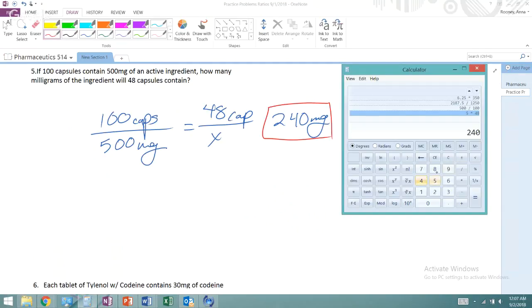Or you can do the ratio proportional one, which is you do 500 times 48. Then you find the total amount there, and then you divide by 100, which is 240 again. So there's two different ways to do this one too.